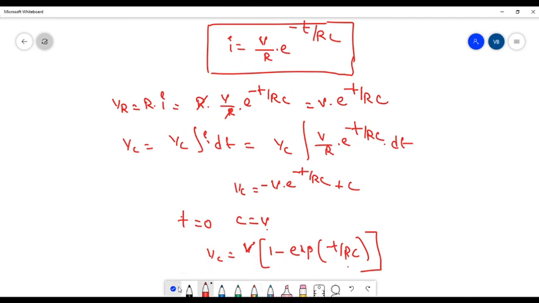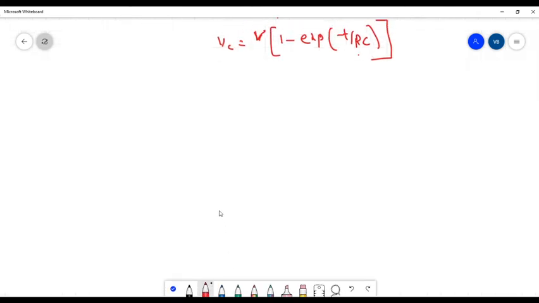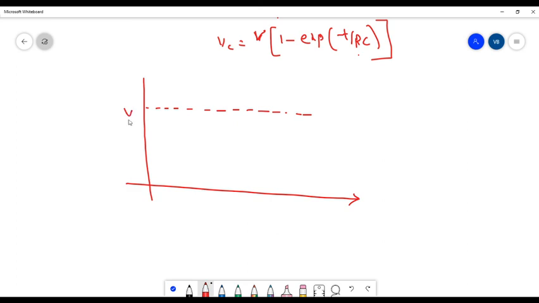This is opposite to the RL circuit, where resistance voltage will be increasing. Here the resistance voltage will be decreasing and the capacitive voltage will be increasing. Nothing but the capacitor will charge to the maximum voltage. So here this is V naught and here you take T equals 0. The voltage VR is exponentially decreasing, and VC is exponentially increasing. So this is VC and this is VR.